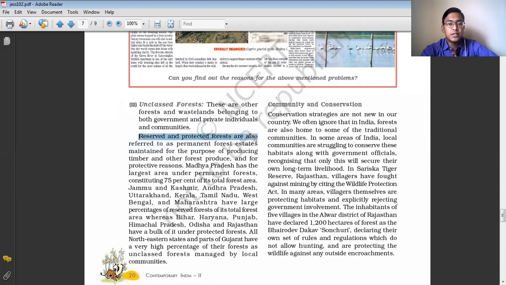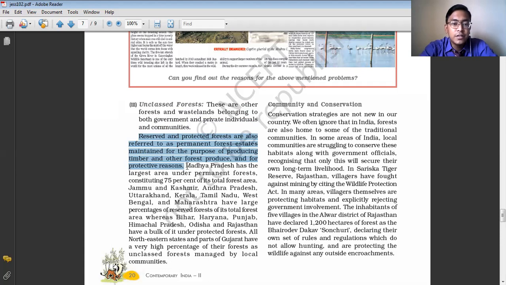The reserved and the protected forests are also referred to as the permanent forest estates, maintained for the purpose of producing timber and other forest produce, and for protective reasons. Basically the reserve forest and the protected forest are considered permanent forest because these are dense forest areas which are protected for the purpose of producing timber and other forest products, as well as for protecting the different species of animals and plants which can be found in these forest regions.